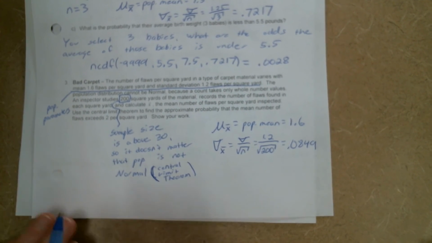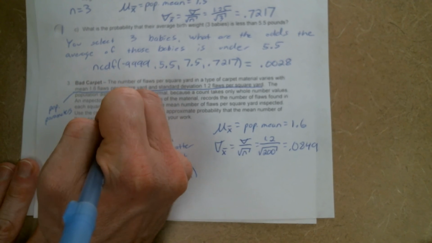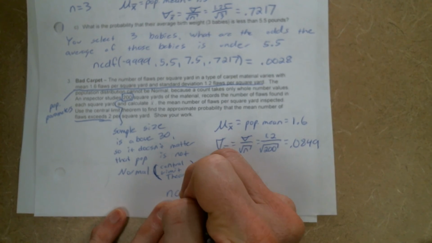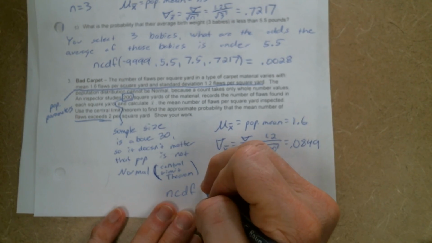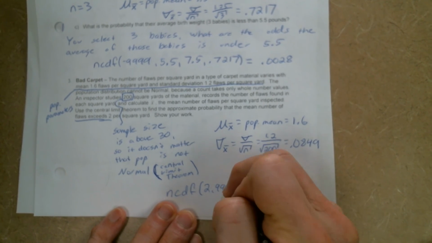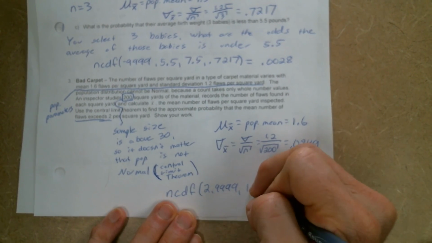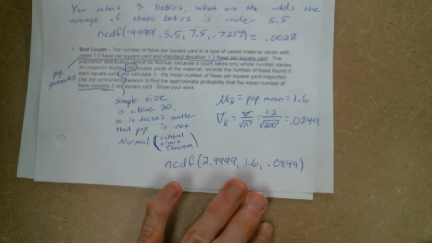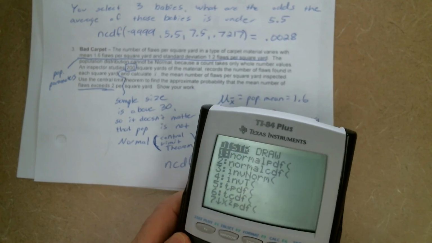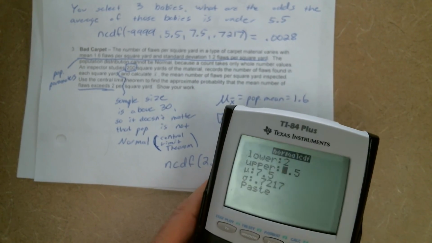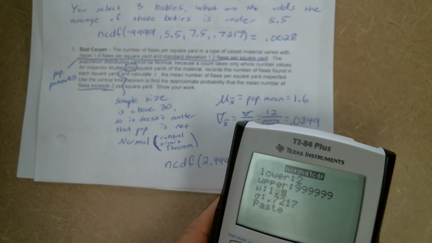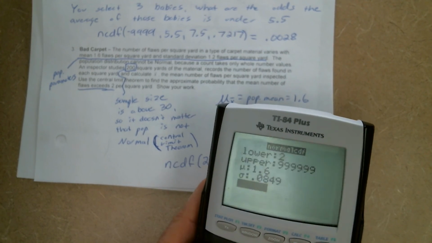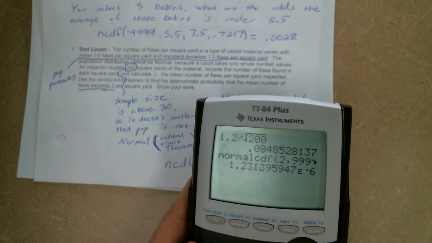0.0849. And then if we want to know the chance that the flaws exceed 2 per square yard, we're basically just doing an NCDF, which we can do because our sample size is above 30, from 2 to 9999 when the mean is 1.6 and the standard deviation is 0.0849. Right. So we go here, we go to normal CDF, we change it to 2, positive 999, 1.6, and 0.0849. And we get an e to the negative 6th.